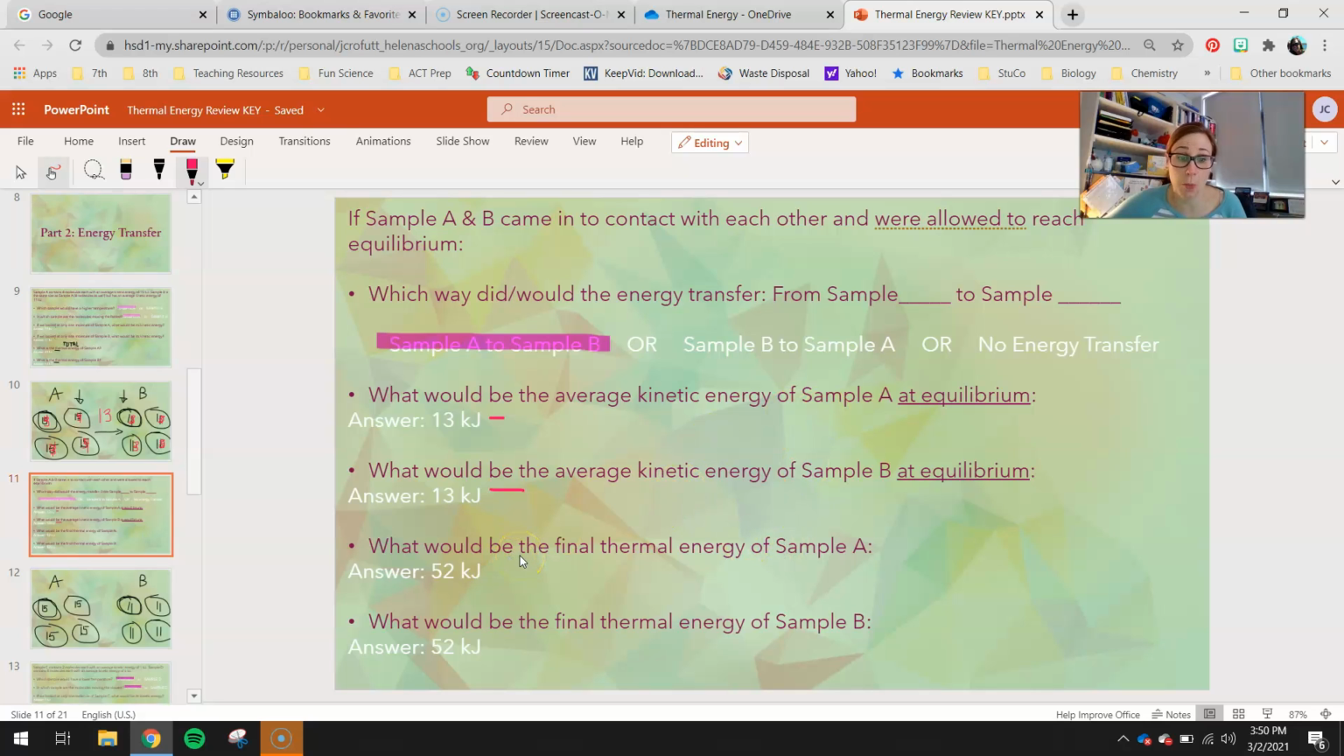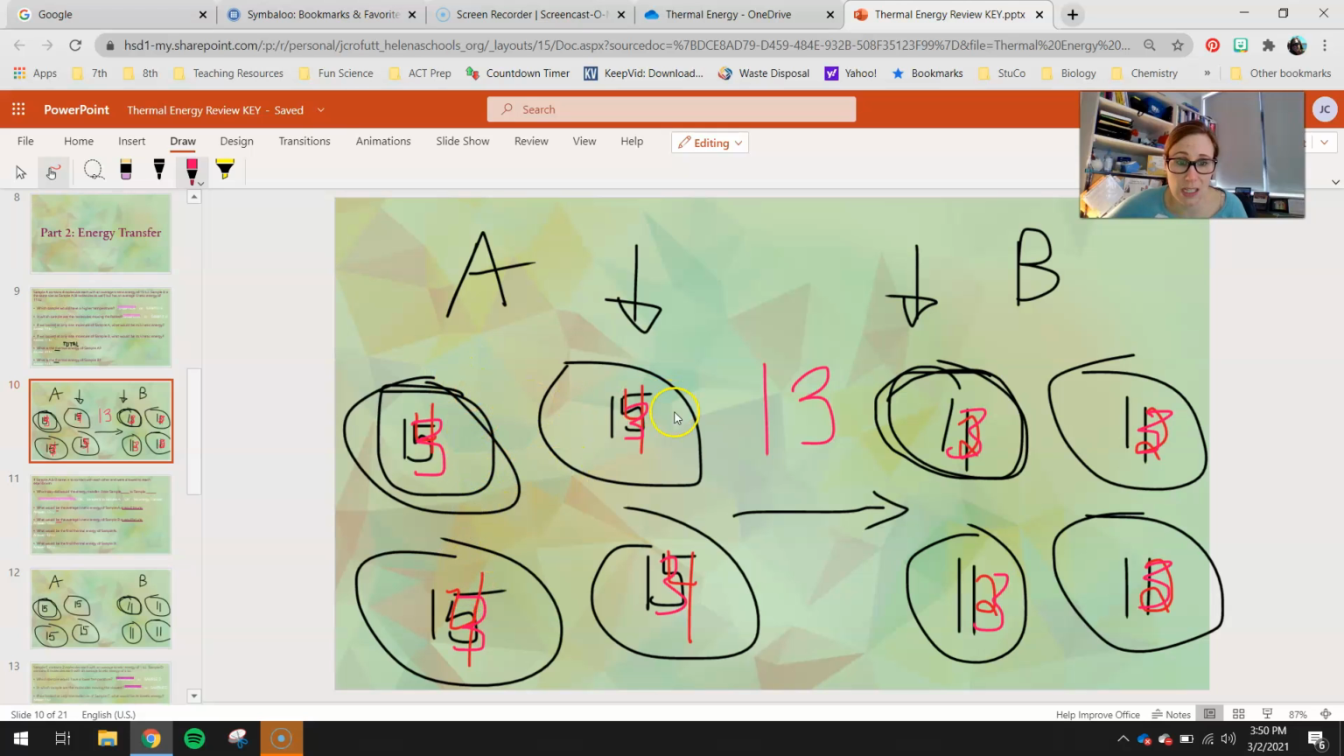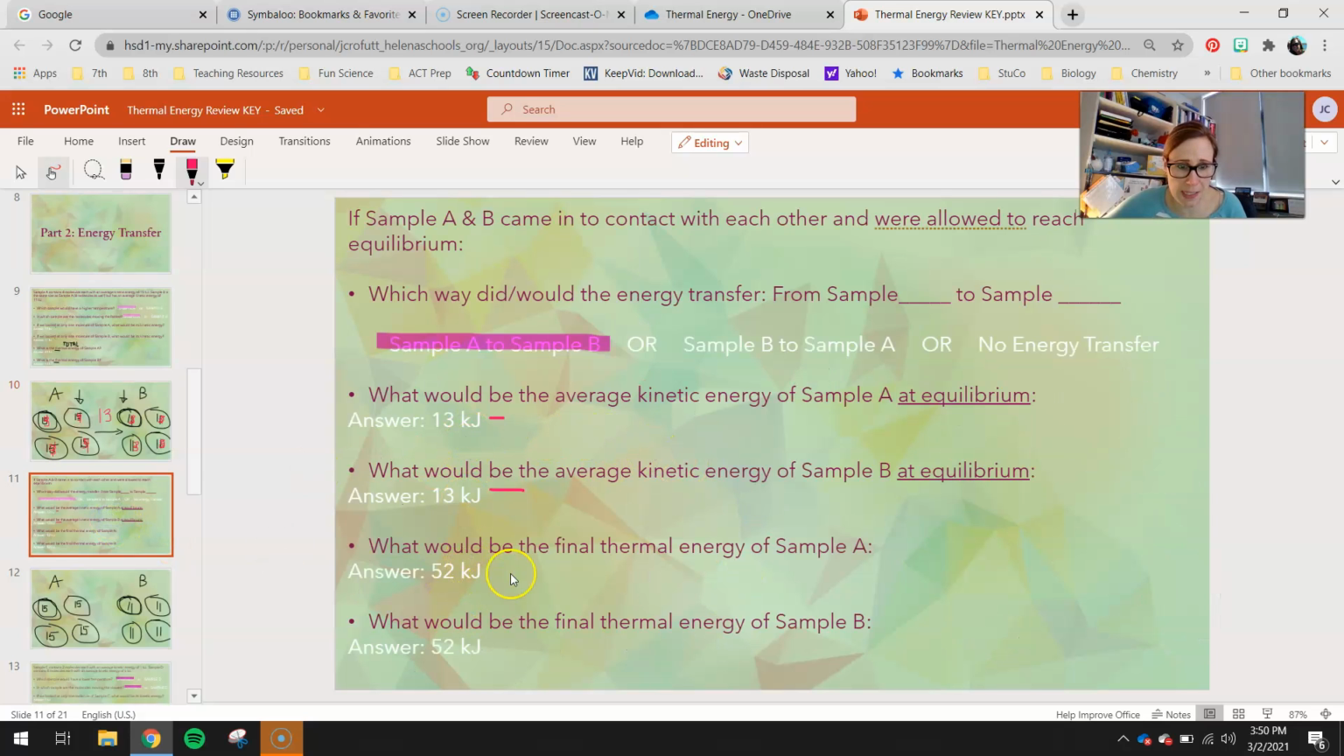And then what would be the final thermal energy? Notice that that's not the same. So you guys would take, all right, we have 13 here, add those up, or excuse me, it is the same. Notice we have 13 here, add that up times 4. And then same here. But that's because your guys' sample is the exact same size.